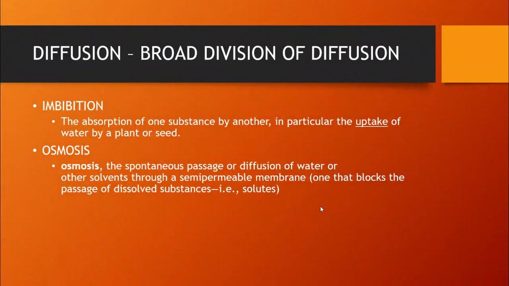Let's move on. The broad division of diffusion. You can see diffusion as the major means of transport of all these. It is divided into imbibition and osmosis. Imbibition is not so widely accepted in biology, but it is important in some biology concepts, like germination. Imbibition is the absorption of one substance by another. Something is absorbing something because the concentration of what it is absorbing is low in it. That's why we also refer to it as diffusion.